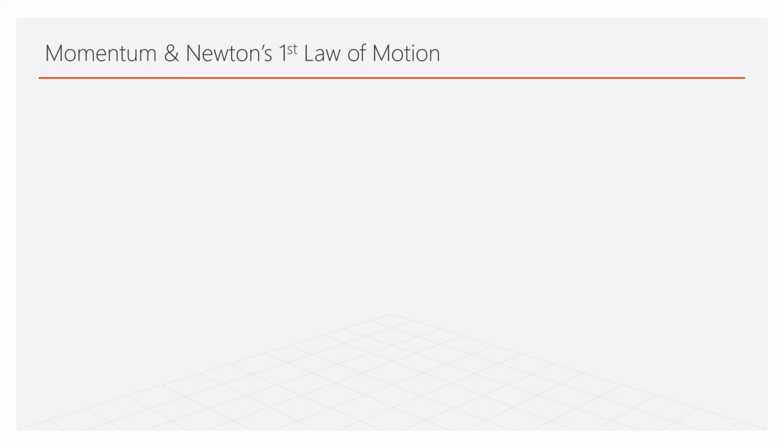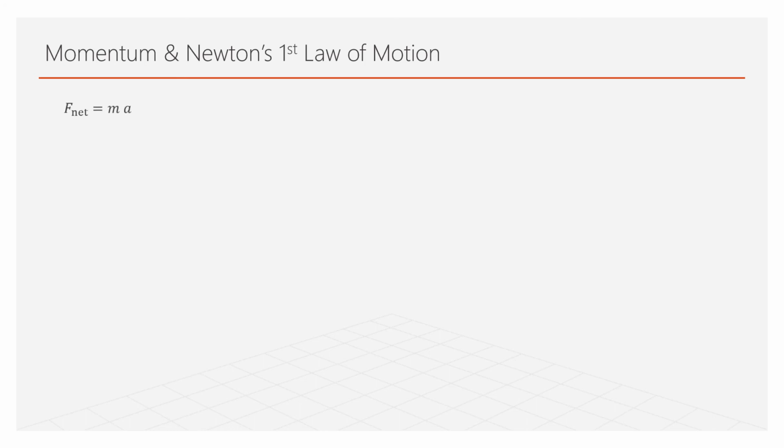The final topic is momentum and Newton's first law of motion. You probably noticed that we skipped Newton's first law and we started at Newton's second law. And the reason for that is because we need to develop an understanding of momentum, which we get from Newton's second law, to better understand Newton's first law of motion. So let's go ahead and do that now.